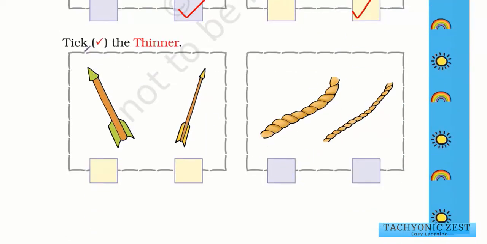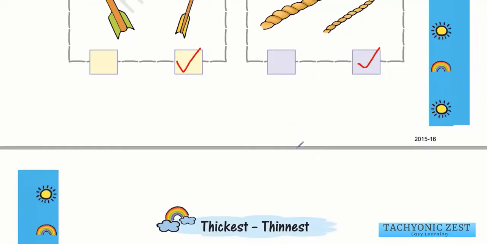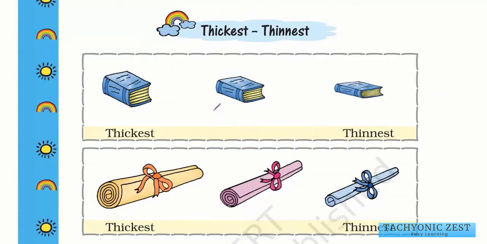Next is tick the thinner. These are two arrows which are given. Now we have to tick the thinner one, so we have to take the thinner arrow out of these two arrows. So clearly this is the thinner arrow. This is our answer. Now these are two ropes that are given and we have to take the thinner rope out of these two ropes. We can clearly see that this one is the thinner rope, so this one is our answer.